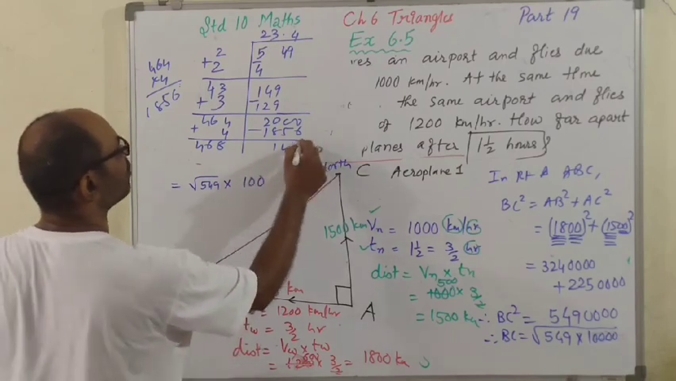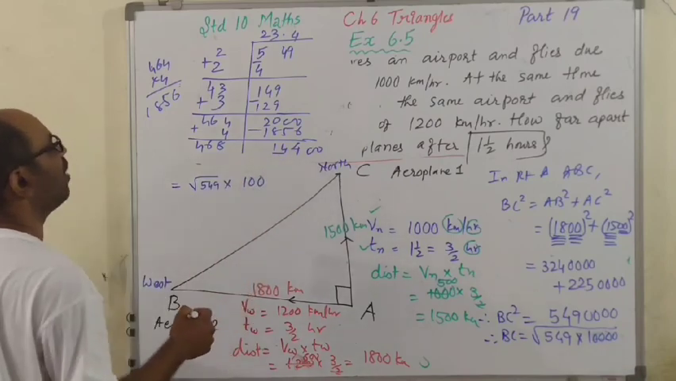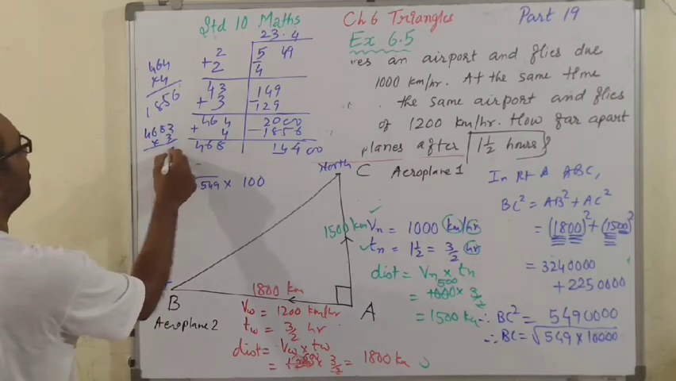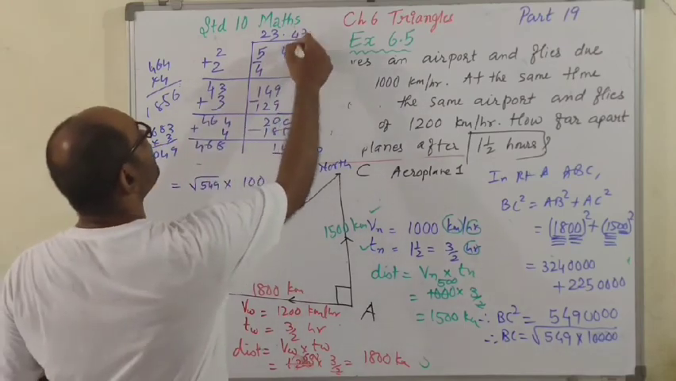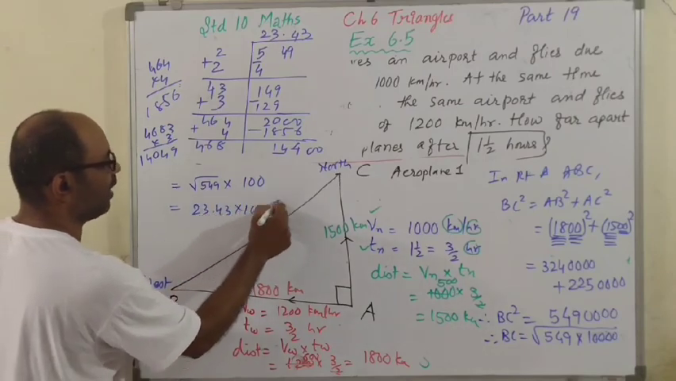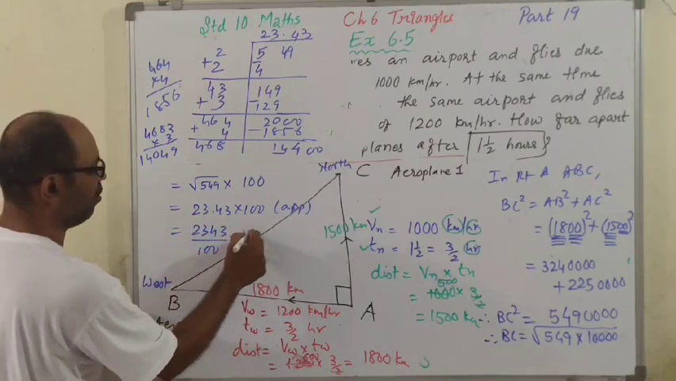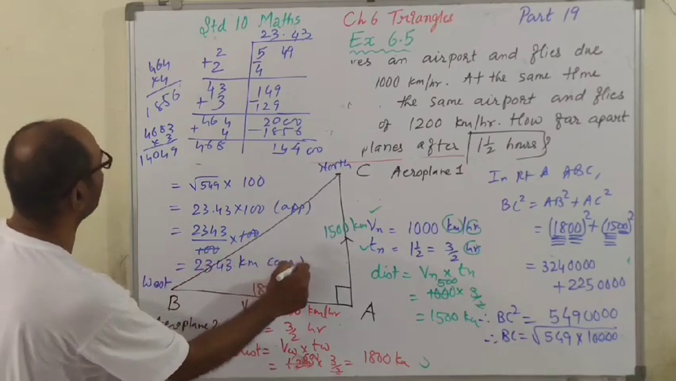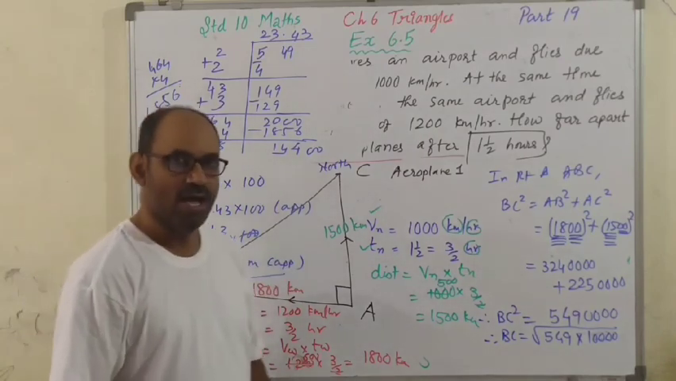All right, then we keep a pair of zeros. 4 3s are 12, will 3 come? 4 6 8, 3 3s are 9, 24, 20 and 14, yes, 3. So this is equal to 23.43 into 100 approximately. So that is 2343 upon 100 into 100. This cancels, so 2343 kilometers approximately. That is BC, the distance between the two aeroplanes.